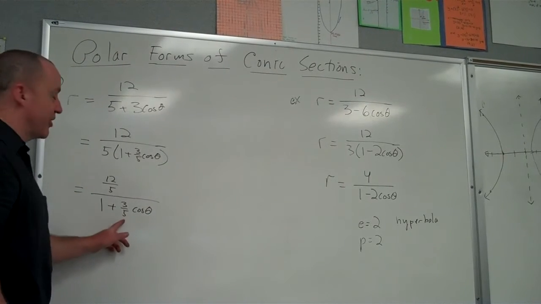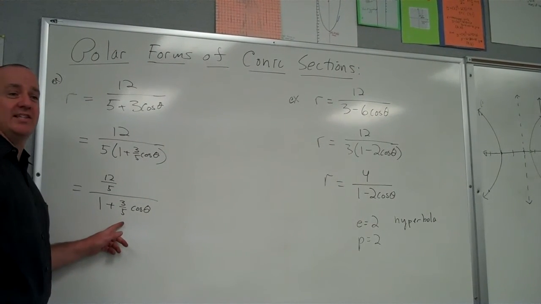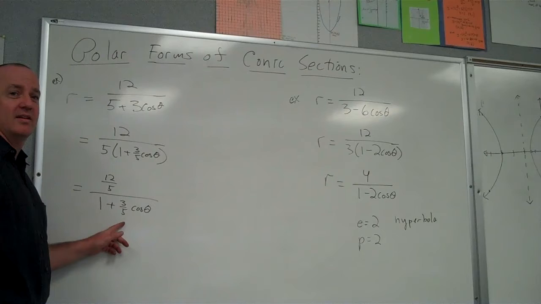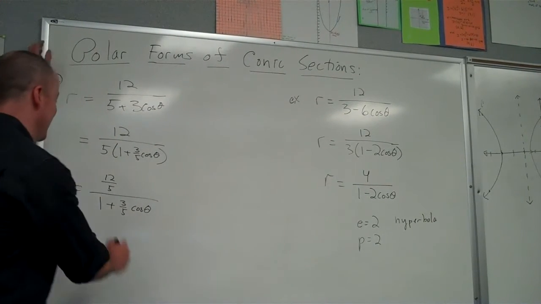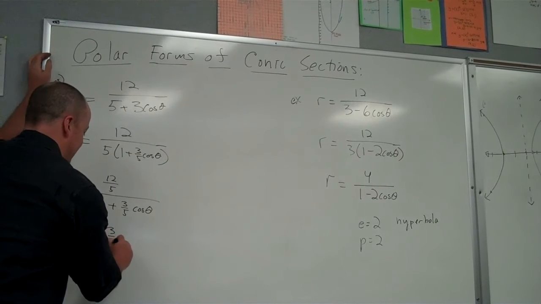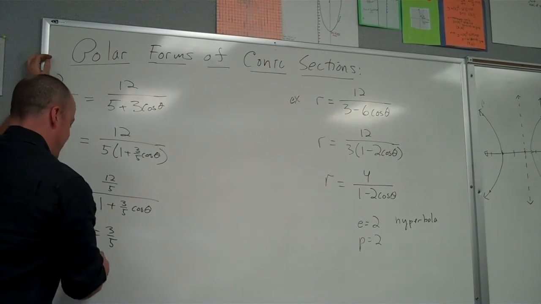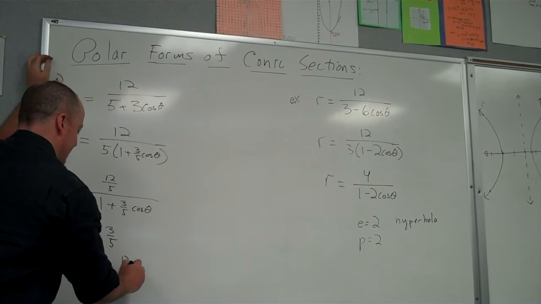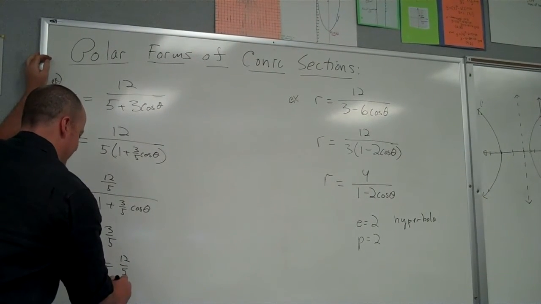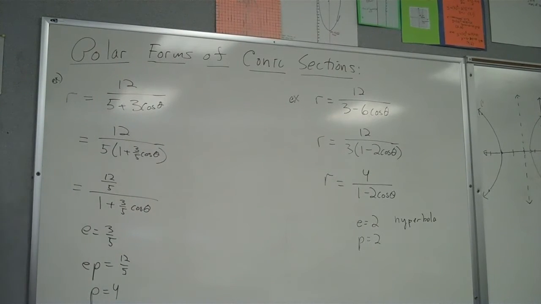You're allowed. Now, eccentricity less than 1 is a parabola? No, it's equal to 1. Ellipse. Very good. It was the only thing left. Okay? So e equals 3/5. Now, given that this is ep, if ep is 12/5, then yes, p must equal 4, because 4 times 3/5 would get us 12/5.